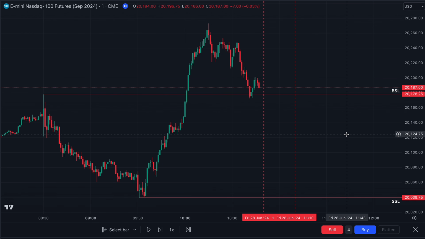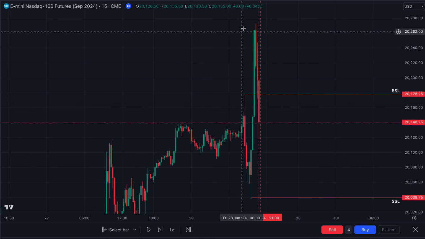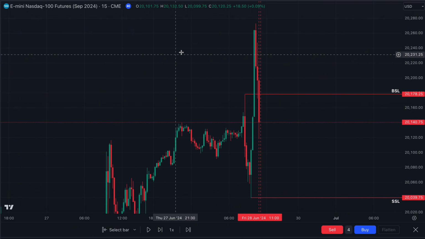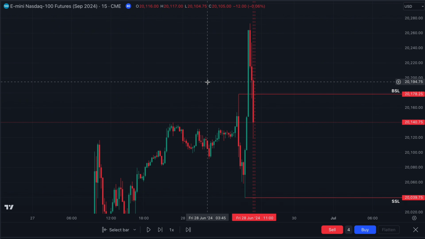Okay, so this is where it gets interesting. On the 15-minute time frame, you can see that price very cleanly swept this buy side liquidity and tapped and respected that 4 hour bearish gap to the left, and also tapped that 1 hour bearish gap to the left. Therefore, we got a higher time frame unicorn setup forming.